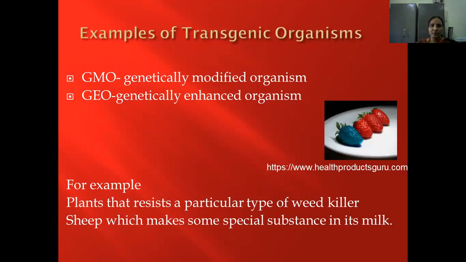So genetically modified, ये यहाँ पे आपको दिख रहा है, अलग अलग कलर की स्ट्रॉबेरीज हैं. सो स्ट्रॉबेरी कौन से कलर की रहती है? It is of red color. बट कलर वाला जीन दूसरे फ्रूट से लेके उसमें डाला और ब्लू कलर की स्ट्रॉबेरी फॉर्म की. सो दैट इज अ एग्जांपल ऑफ genetically modified transgenic fruit.